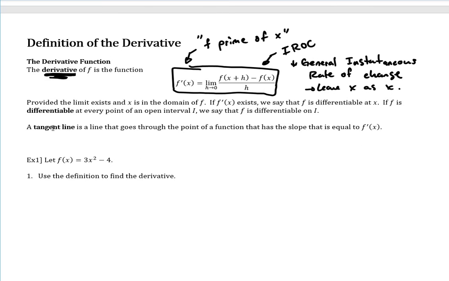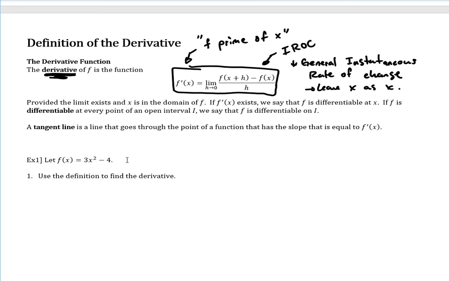Anyway, let's also read this. Provided the limit exists, so it does have to exist, and x is in the domain of f, if f prime of x exists, we say that f is differentiable at x. So that means it does have a derivative at x. If f is differentiable at every point on an open interval I, we say that f is differentiable on I. Like this polynomial is differentiable at every point. Other problems, we often will see that it's not differentiable at certain points, but it's usually pretty easy to spot and not really a main thing to worry about.